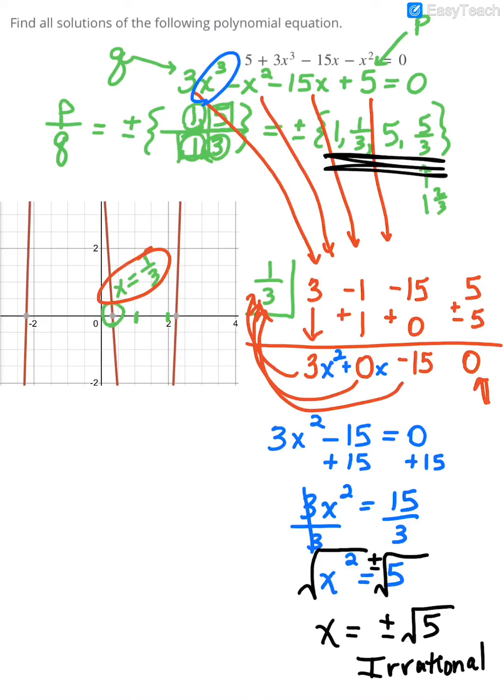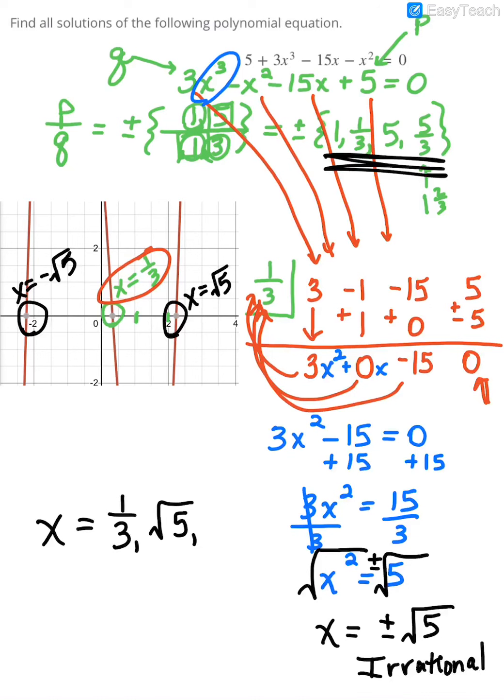It's definitely on the graph. If you look at the decimal, it's approximately 2.2. So this would be the solution positive square root of 5. And then over here, this would be the solution negative square root of 5. So our 3 solutions to this particular polynomial are 1/3, positive square root of 5, and negative square root of 5.